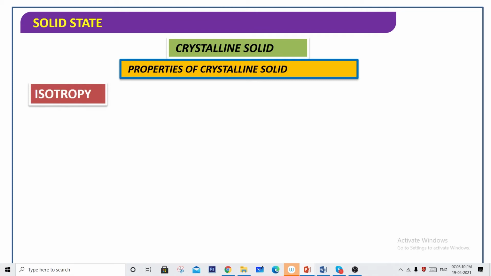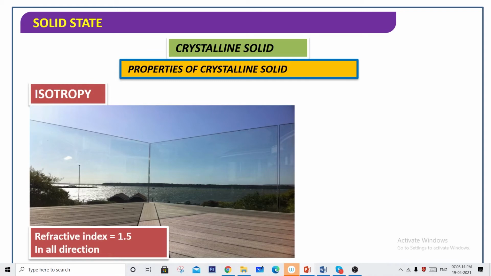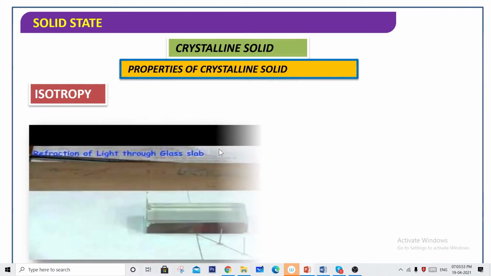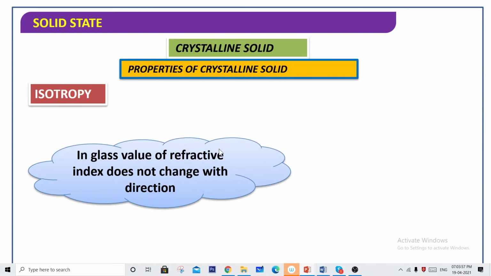And now, what do you mean by isotropy? In plain glass, you can see that in all directions the refractive index is the same. We don't see a different picture or a distortion in different directions. We get the same thing. Refractive index is 1.5 throughout. So refractive index does not change with direction. If the property does not change with direction, it is called isotropic. Am I clear?